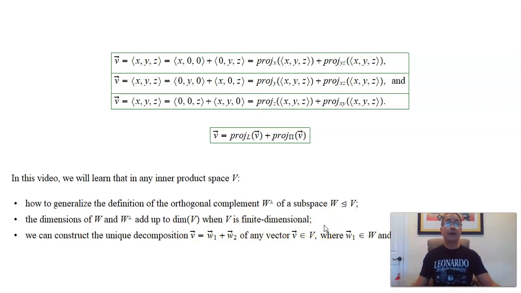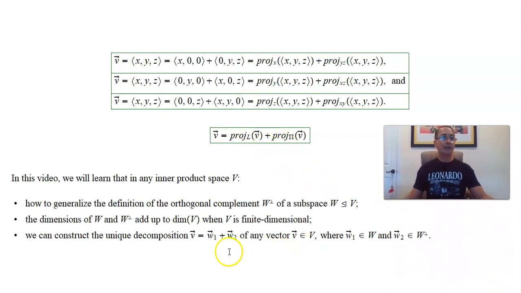So remember, this is true in Rn. A plane is two-dimensional. A line is one-dimensional. 2 plus 1 adds up to 3. And we will also learn how to construct what's called the orthogonal decomposition, V equals W1 plus W2, of any vector V in your ambient space, where the first vector is from W and the second vector is from W perp.